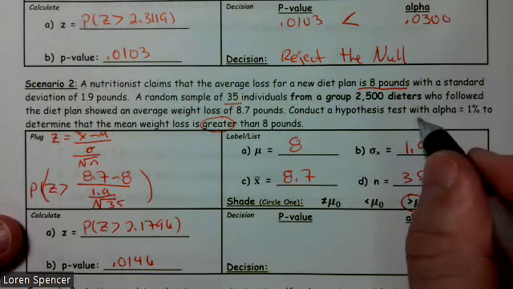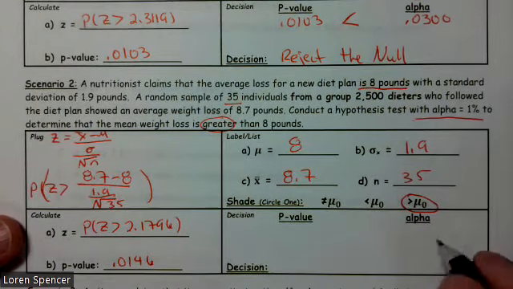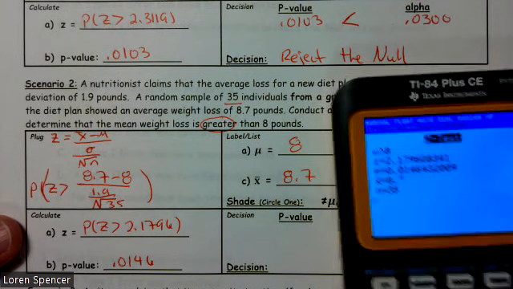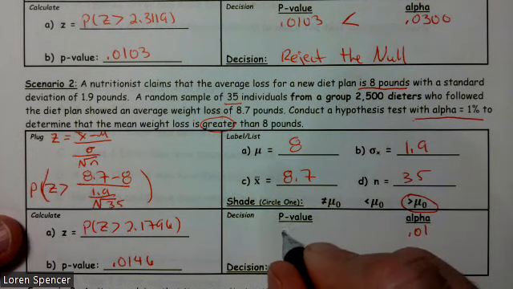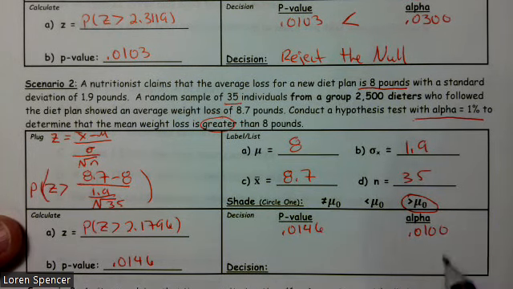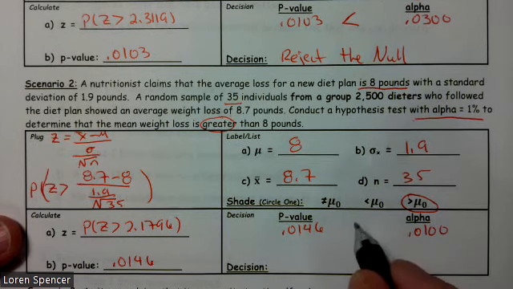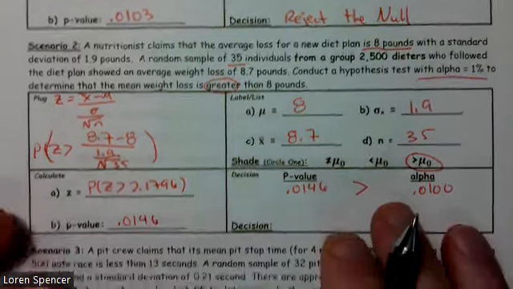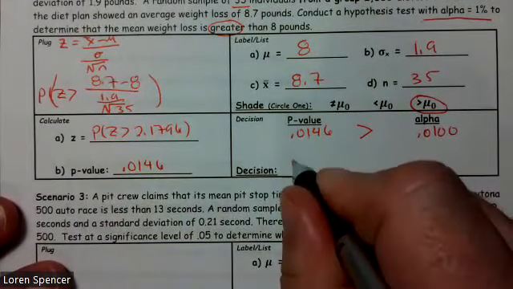They told us to test at an alpha level of 1%. So this is 0.01, and we got a p-value of 0.0146. So let's make this the same length. And 146 is greater than 100. And when the p-value is greater, we fail to reject.